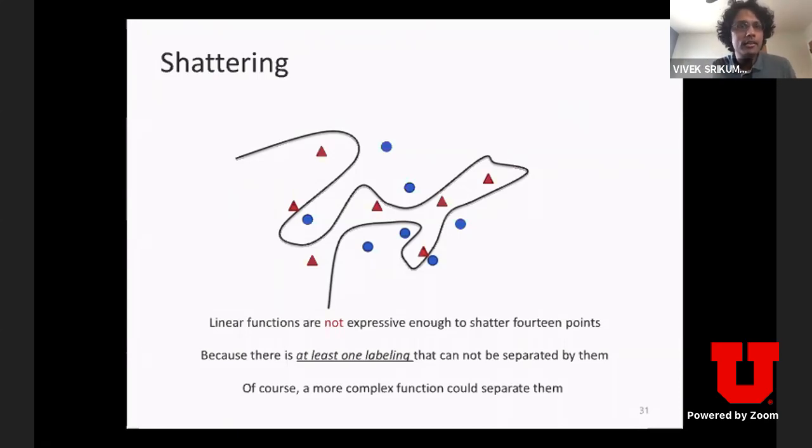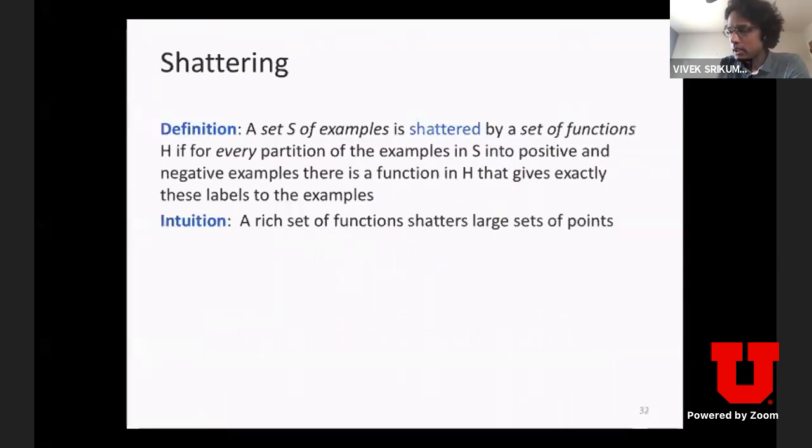So lines can't. This is another way of saying the same thing. 2 points can be shattered by both lines and curves. 14 points cannot be shattered by lines. So let's formally define this, and we'll look at a bunch of examples.